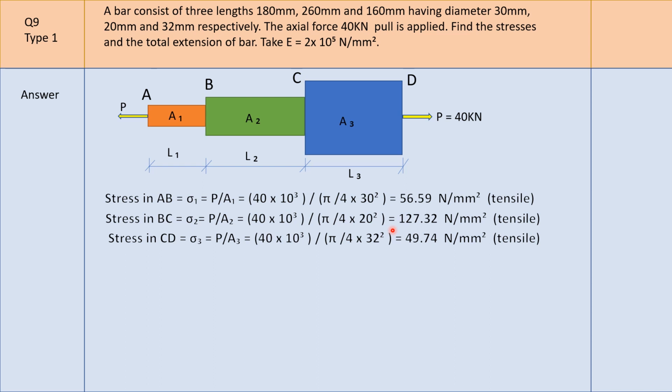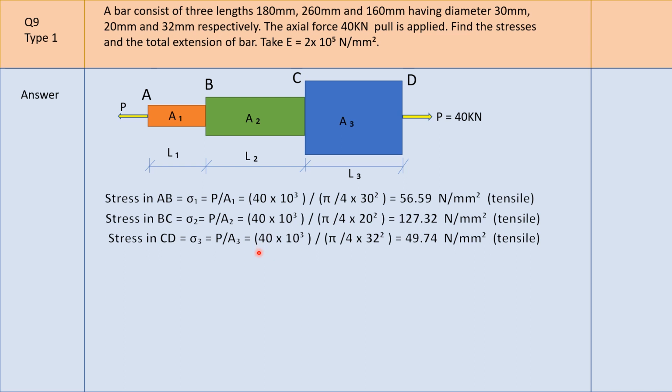Sigma 3 is equal to P divided by A3. Now P is common, so 40 into 10 raised to 3 in Newton, divided by, now the third bar diameter given is 32. So it will be pi divided by 4 into 32, bracket square. Put the bracket in the numerator, put the bracket for the denominator, and start doing the calculations.